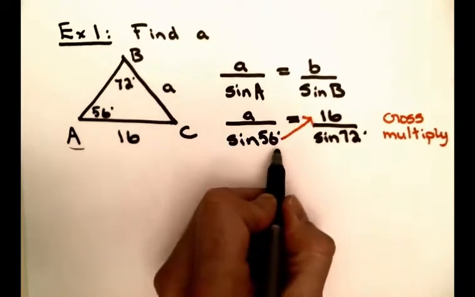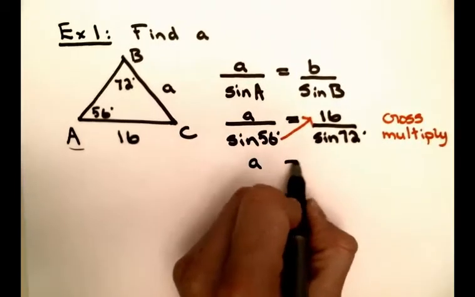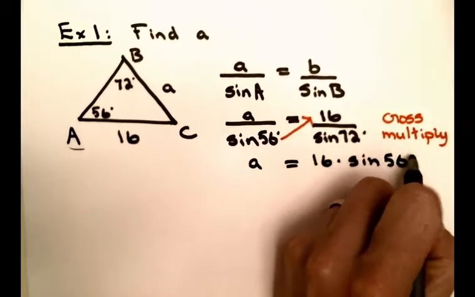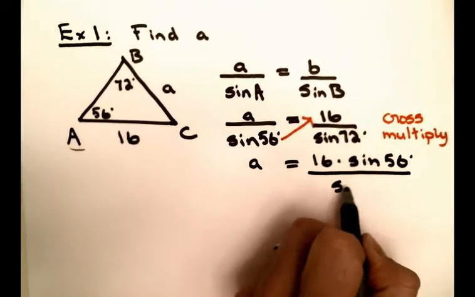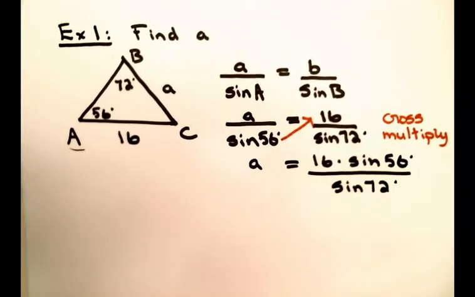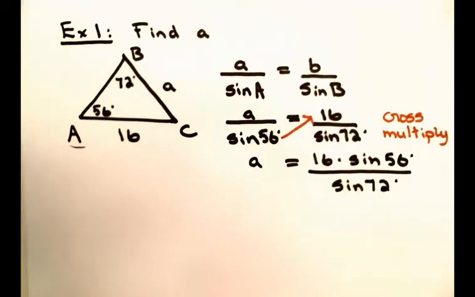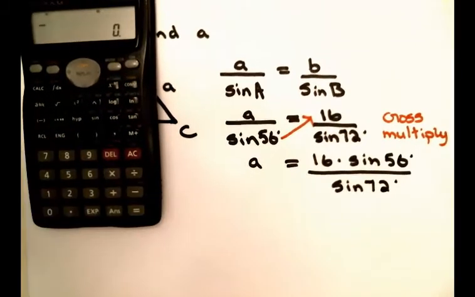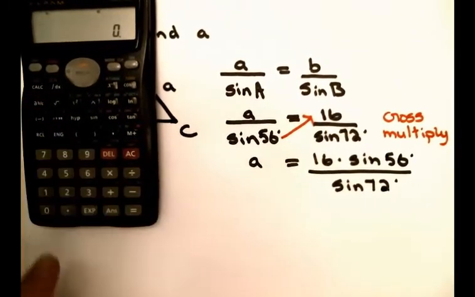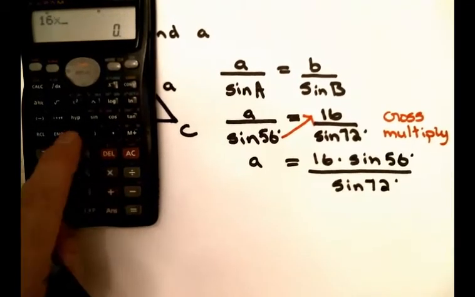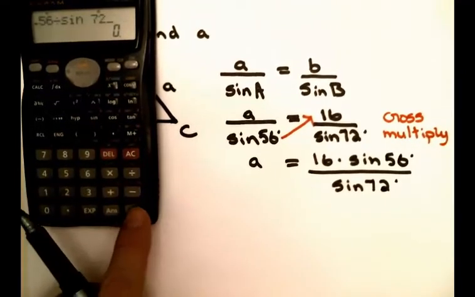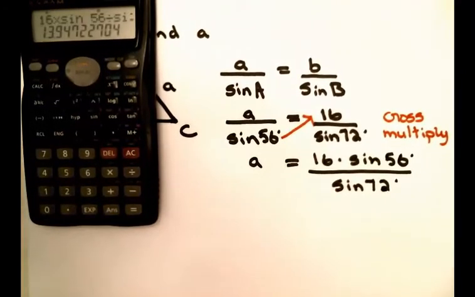I'm going to cross multiply sine 56 into 16, and you get 16 times sine 56 degrees, still divided by sine 72 degrees. Alright, so you're ready to calculate, and you can actually use your calculator right away. If you have a good one, you can do this in what I call one shot. So it's 16 times sine 56, and you want to divide that by sine 72. And what do we get? A is 13.9. Okay, let's remember that.